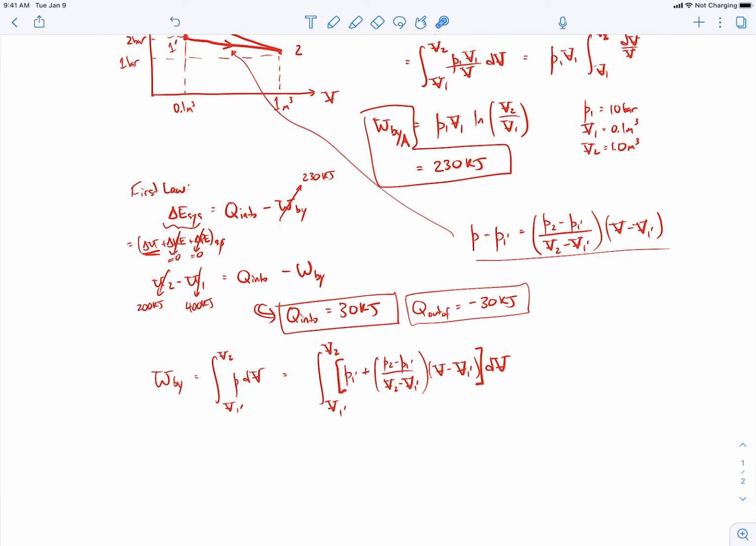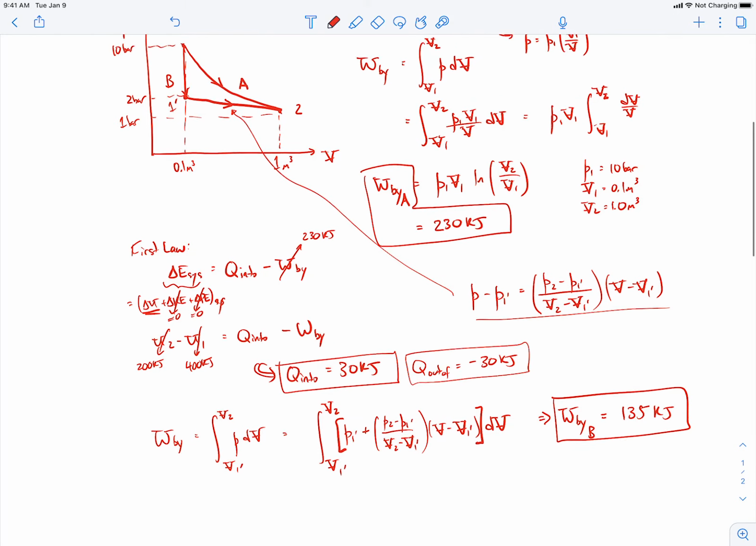I won't go through all the steps here just for the sake of time, but this is the proper setup for it. The integration is not that hard. It's just a little more tedious. But when you work it out, this work for process B comes out to be 135 kilojoules.